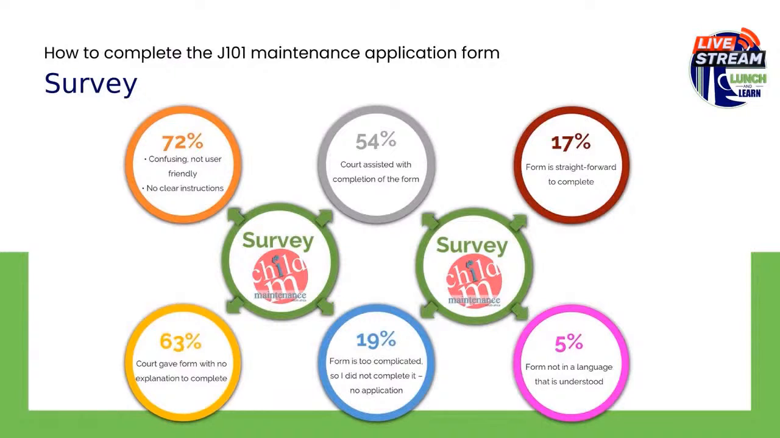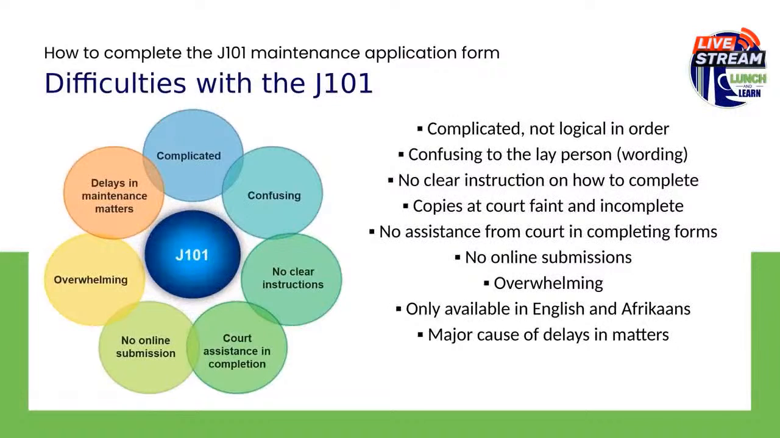63% of the participants to the survey said that the court gave them the form without any explanation on how to complete that. Shockingly, 19%, 19 out of 100 people said that the form was much too complicated. So they did simply not complete the form. They simply gave up and no application for maintenance was made. Strange enough, only 5% of the people said that the form was not in a language that was clearly understood by them. So obviously there's a couple of difficulties that the people experience.